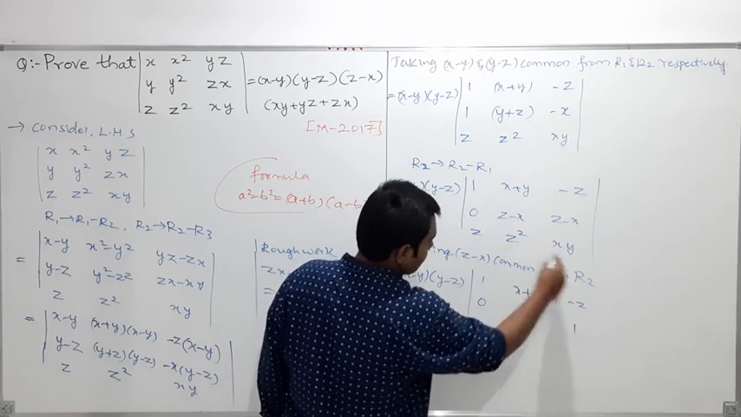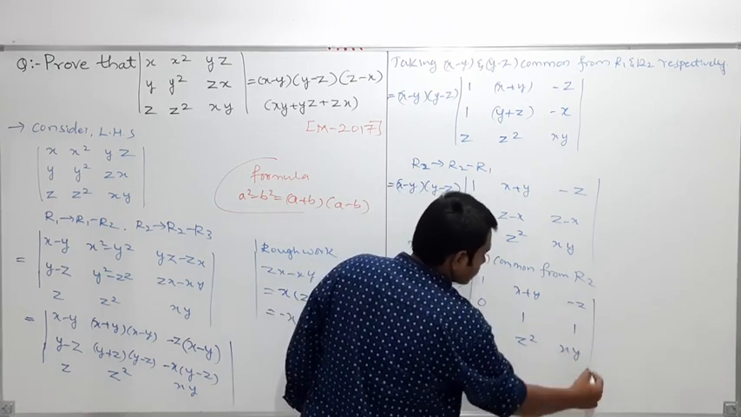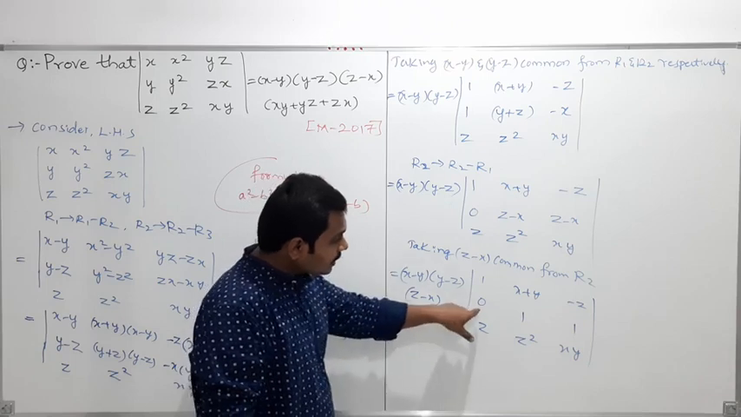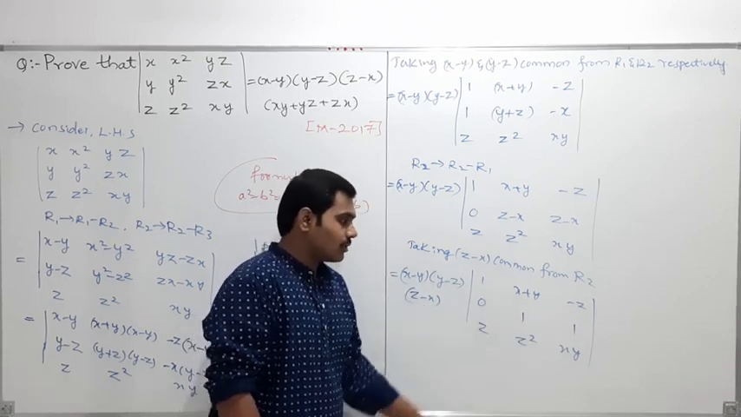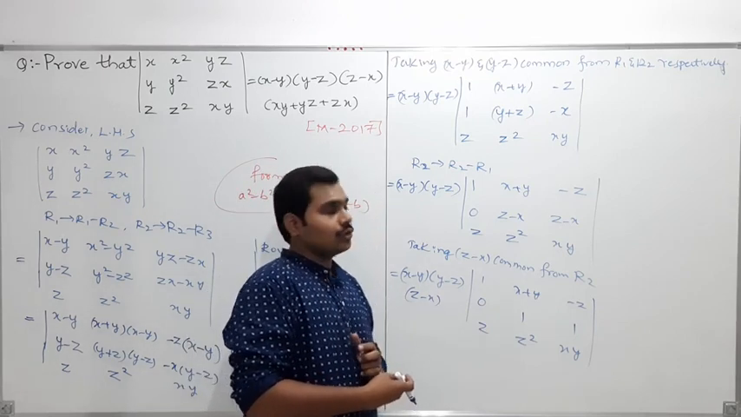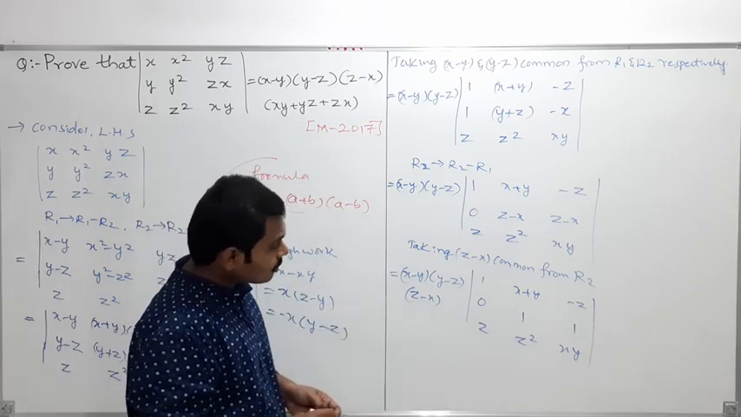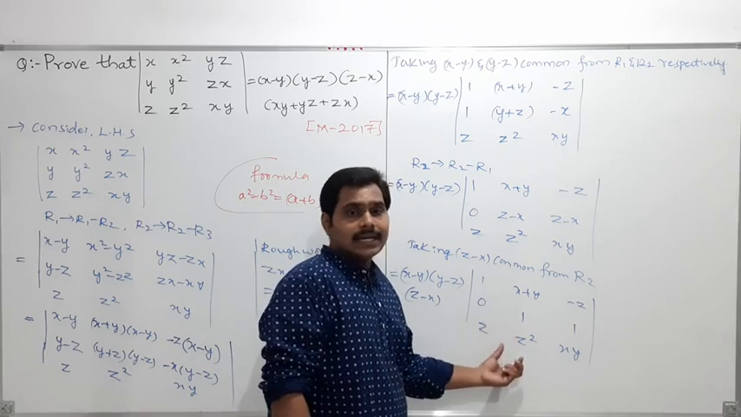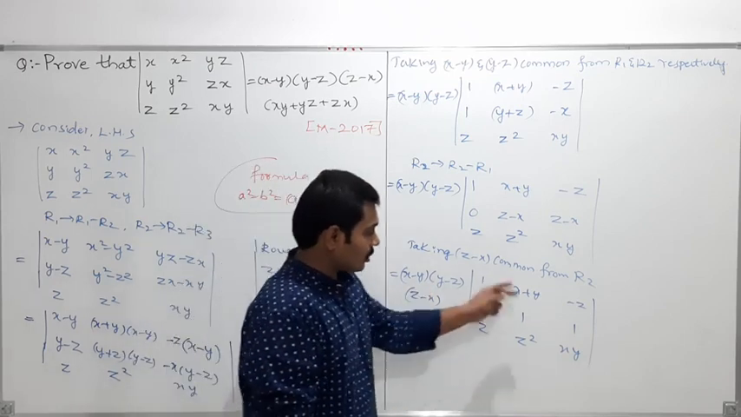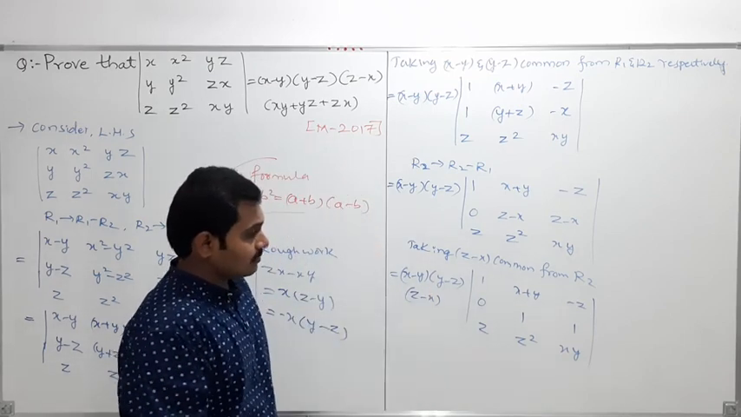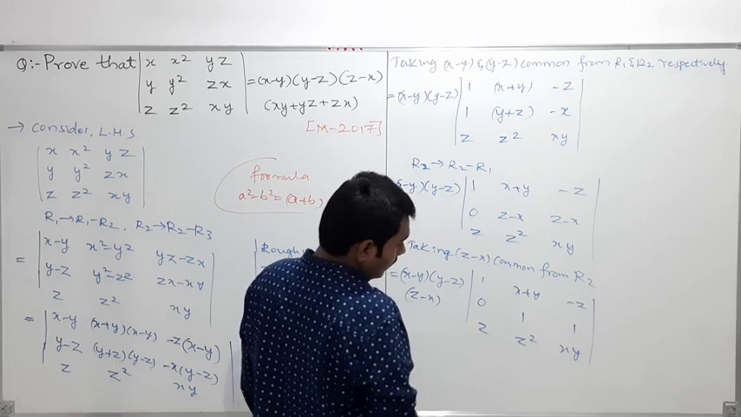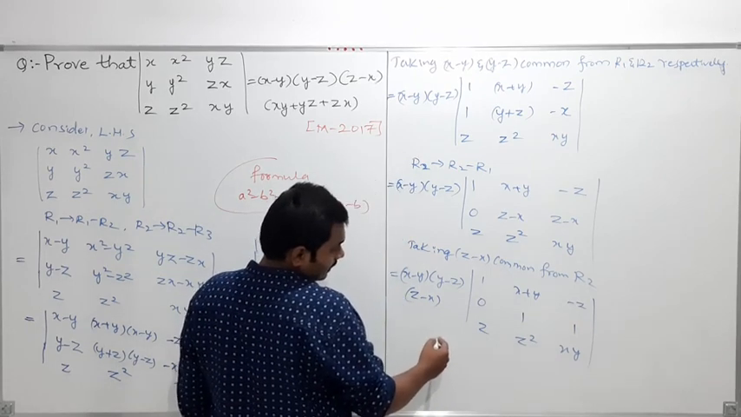And next here it is row 3 as it is, z square x y. Now my dear students, you can observe here in row 2 you have 0 1 1. So you can expand now along row 1, row 2 or row 3, whichever is convenient to you. Usually, how to find the determinant value? Either you can expand along row 1, row 2, row 3, or you can expand along column 1, column 2, column 3, and then further you can simplify. Clear?